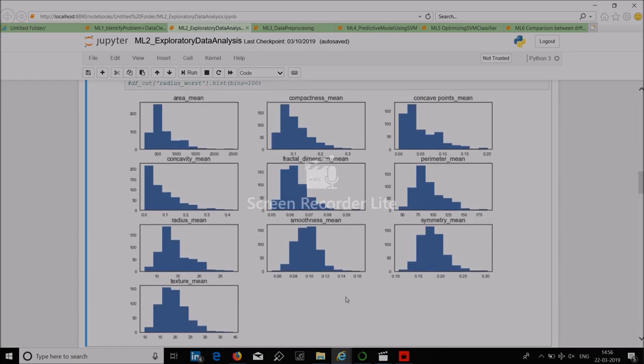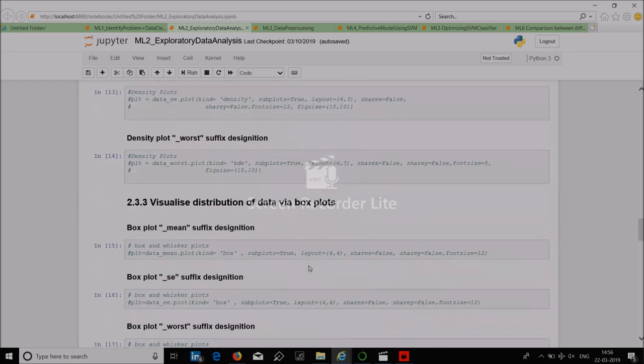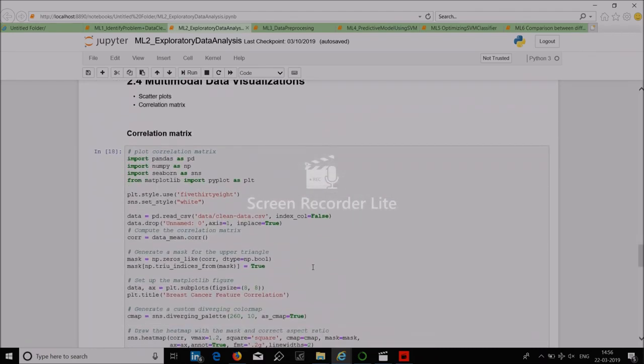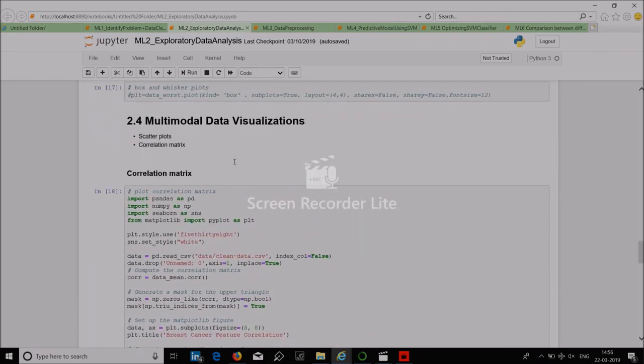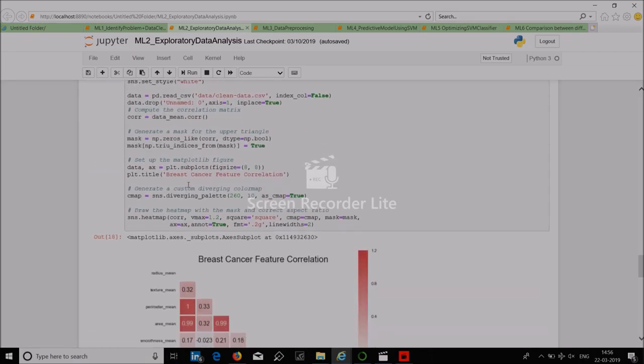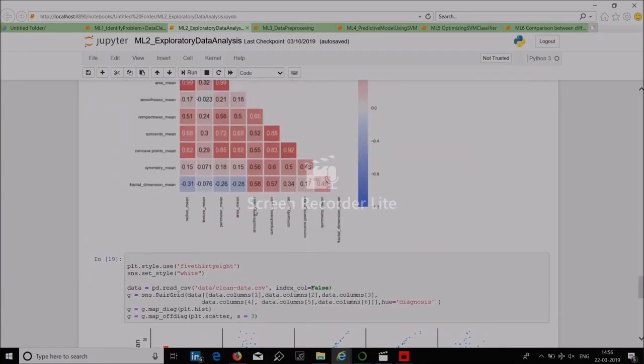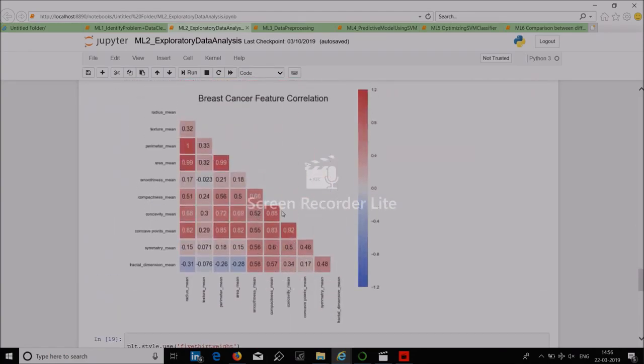Observation. Next, we use multimodal data visualization. What we do in multimodal data visualization is separate malignant and benign cells using red and blue marks. We use scatter plots and correlation matrix methods for this. This is the correlation matrix method. In this, what we obtain is a matrix format of benign and malignant cells.